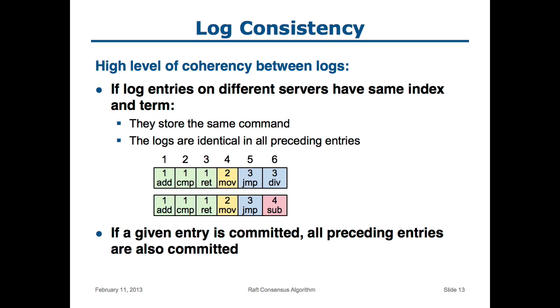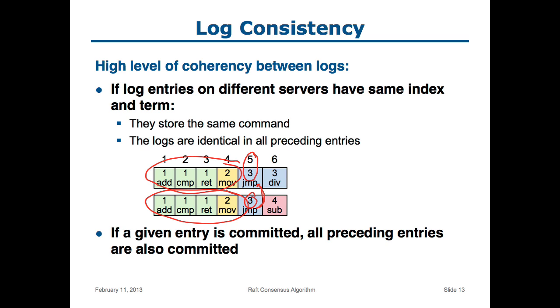The first property is that the combination of an index and a term uniquely identifies a log entry. That is, if two log entries are in the same log index position, and they have the same term, then it's guaranteed that they will also have the same command. And furthermore, it's also guaranteed that if two entries have this property, then all preceding entries in those logs will also match each other. So the combination of a term and an index uniquely identifies an entire log from its beginning up to that point.